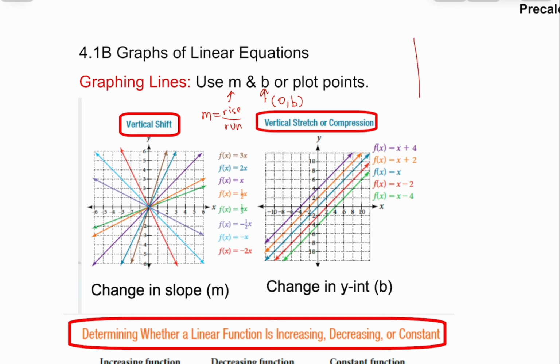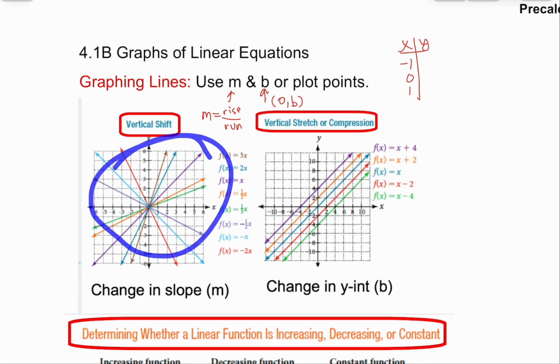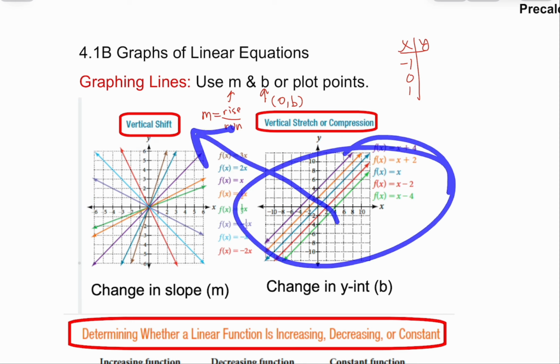Or you can make up a table because it's a linear equation and you can plot some points and graph them there. Now, just like any of our other transformations, we can have vertical stretches or compressions. I'm sorry, these headings are totally reversed, so if you want to make a little arrow. This is the vertical stretch or compression, and this is a vertical shift.